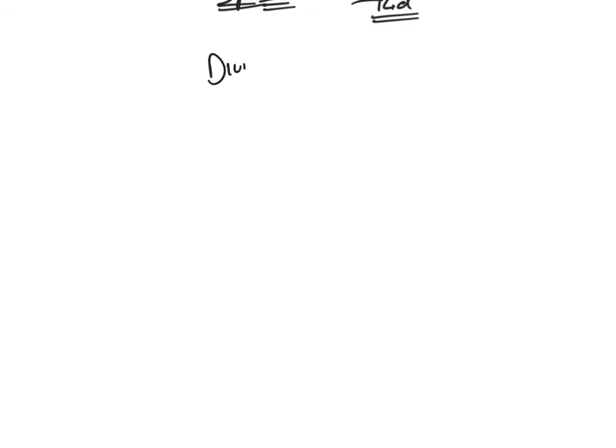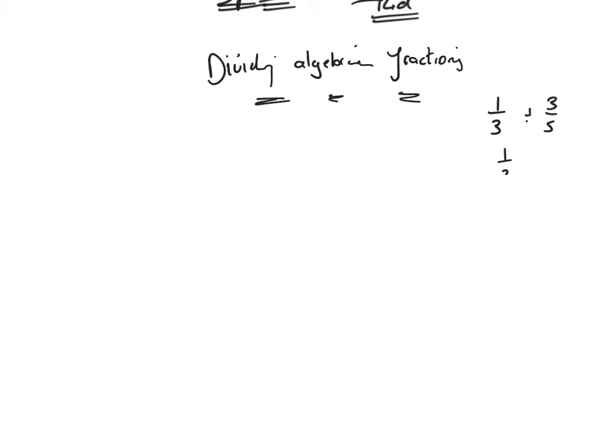Okay, let's now flip it on its head and look at dividing algebraic fractions. This is not going to take long because we can draw a very close parallel between multiplication and division of numerical fractions with their algebraic counterparts. So remember that if you had 1/3 divided by 3/5, your tactic there is to change the divide into a multiply, flip the second fraction upside down, and then multiply the fractions. Okay, so we do likewise here.